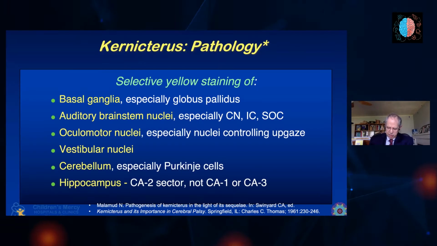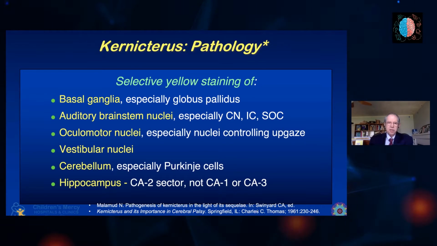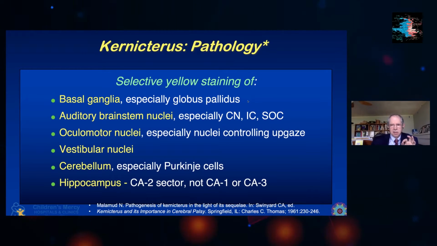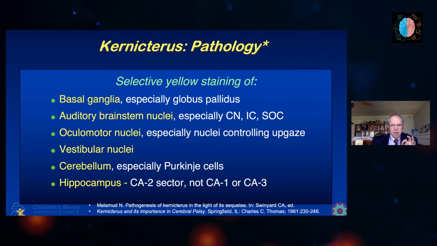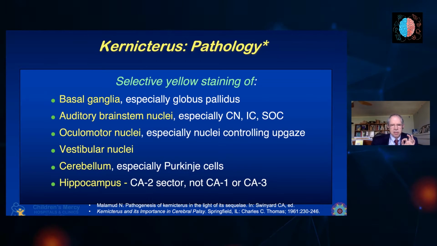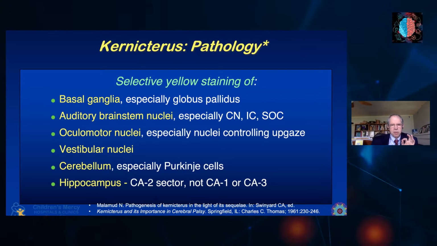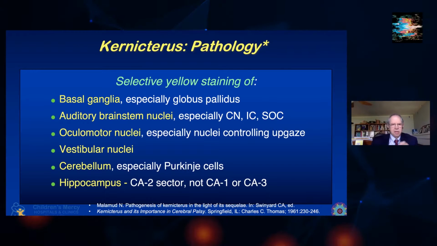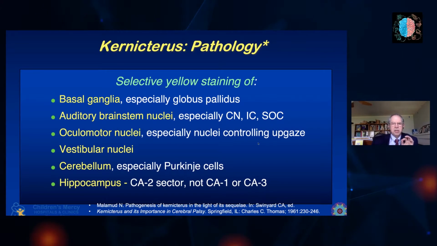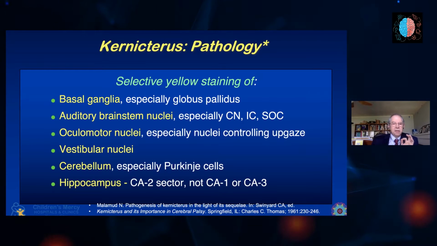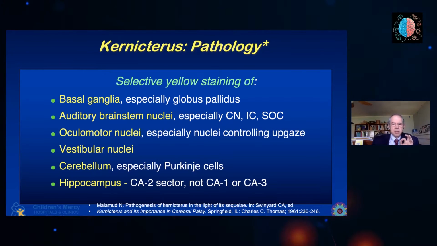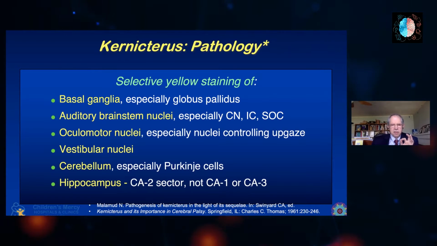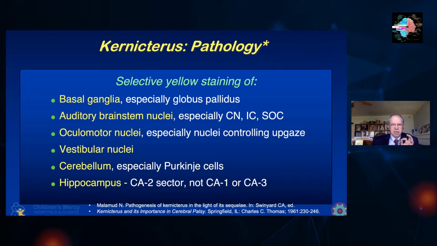The pathology of kernicterus is selective yellow staining in the basal ganglia, especially the globus pallidus, also the subthalamic nucleus. There is specific staining in the brainstem, including the auditory brainstem nuclei, cochlear nucleus, inferior colliculus, superior olivary complex, the oculomotor nuclei, especially nuclei controlling upward gaze, vestibular nuclei, cerebellum, especially Purkinje cells, and hippocampus. In a different area, the CA2 sector, that's affected by hypoxia ischemia.